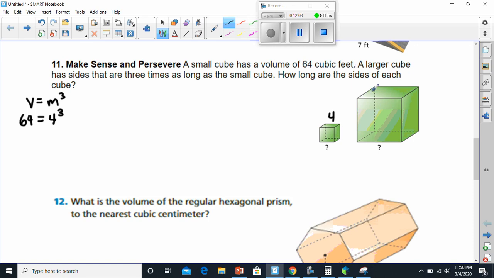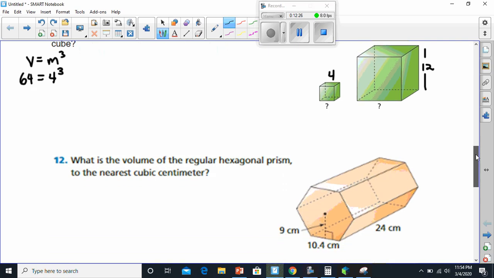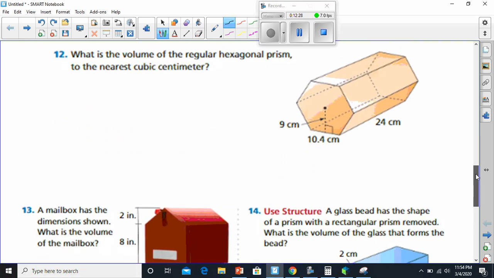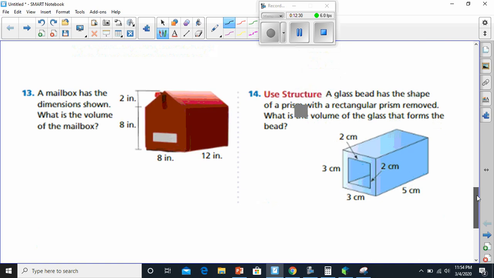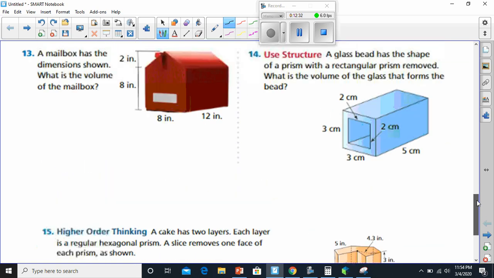How long are the sides of each cube? If they're saying the larger cube has sides 3 times as long, well, 4 times 3 is 12. So that means these sides are all 12. Okay? That one turned out a little bit easier than I thought it was going to be. 12 is yours, and I believe 13 is mine.